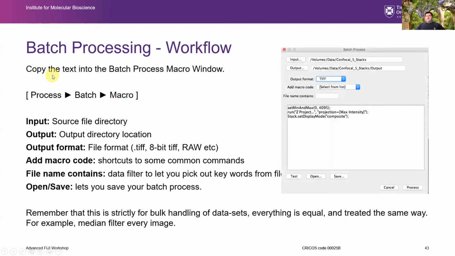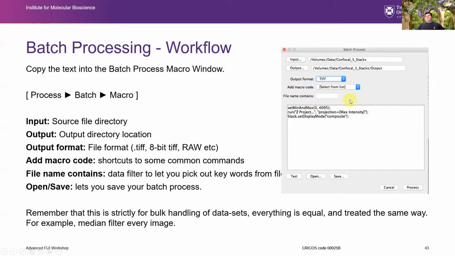So you would copy that text that's relevant into the batch process window. So this is the batch process window. It's under process, batch, macro. And you can see, again, it's quite self-explanatory, but you have an input directory location, an output directory location, what the output format is, whether you want it to be TIFF or 8-bit TIFF or raw images, if there's any common macro code commands, or if you want to provide a filter.